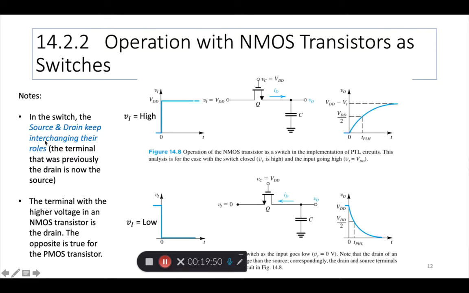So in the switch, the source and drain keep interchanging roles. The terminal that was previously the drain is now the source. The terminal with the higher voltage in an NMOS transistor is the drain. So anytime there is a high voltage here, for example, this goes high, this becomes the drain. Here, when the input is 0, the output can be high because the capacitor is holding a lot of charge.